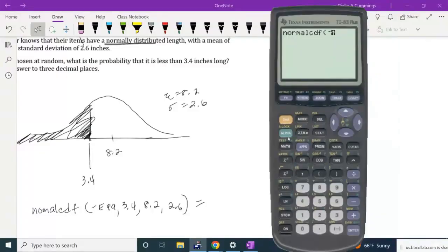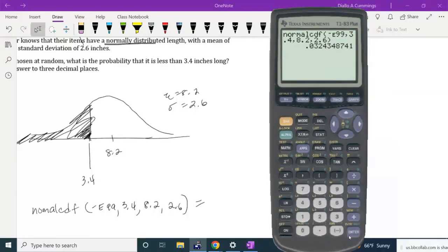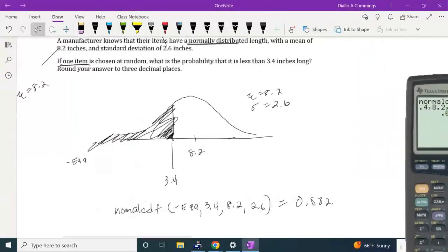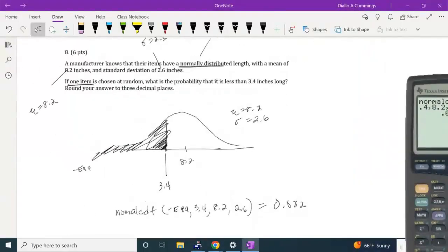A normal CDF, negative e to the 99. 3.4 is the upper limit, 8.2 is the mean, 2.6 standard deviation. Okay, round it to 3 decimal places: 0.032 is our probability. All right, any questions about number 8?